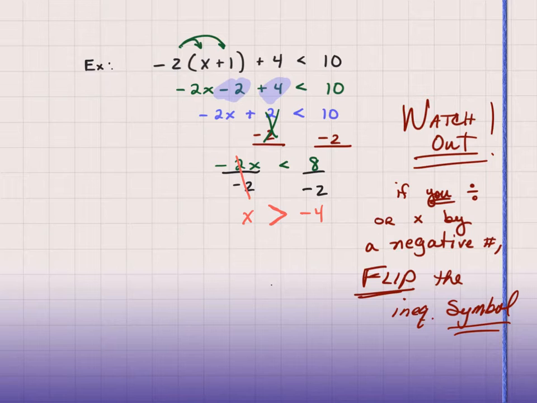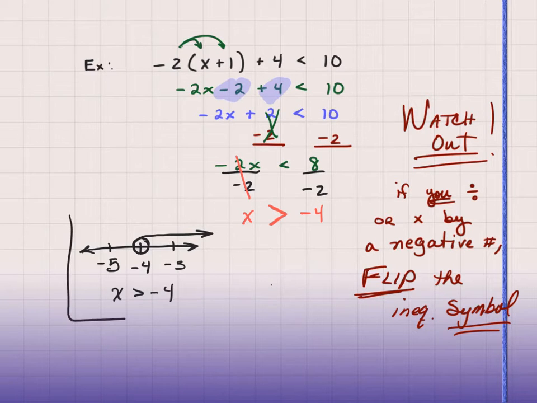And so our graph again, we're going to mark negative 4 on it. Bigger than negative 4 is negative 3, and smaller than negative 4 is negative 5. I'm going to put an open circle at negative 4, and numbers that are bigger than negative 4, that would point to the right. And so there are my solutions.